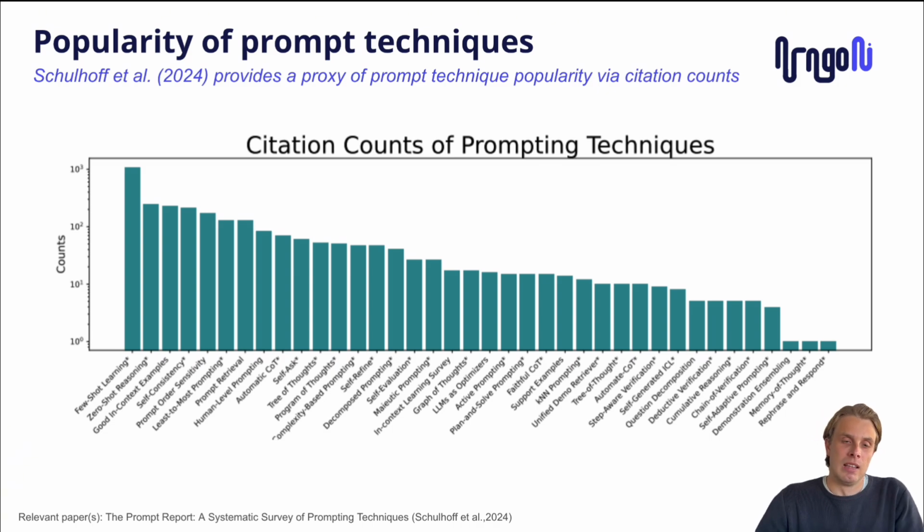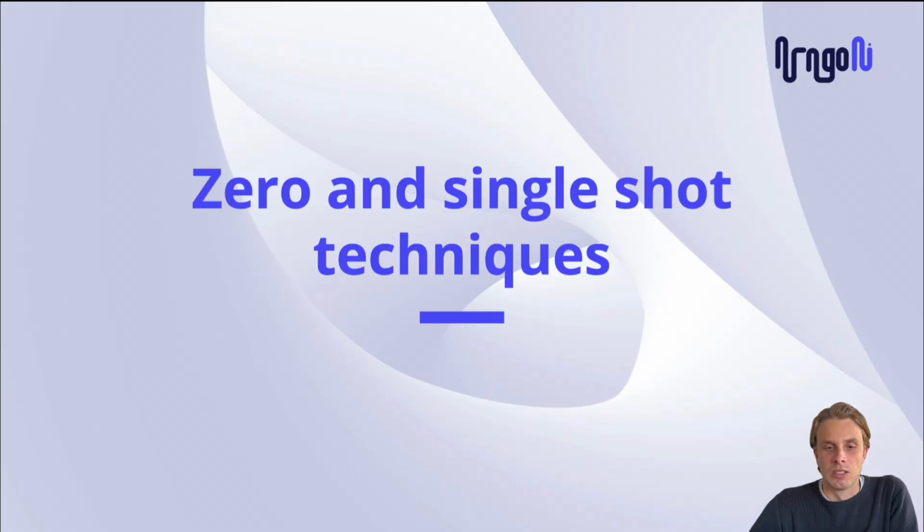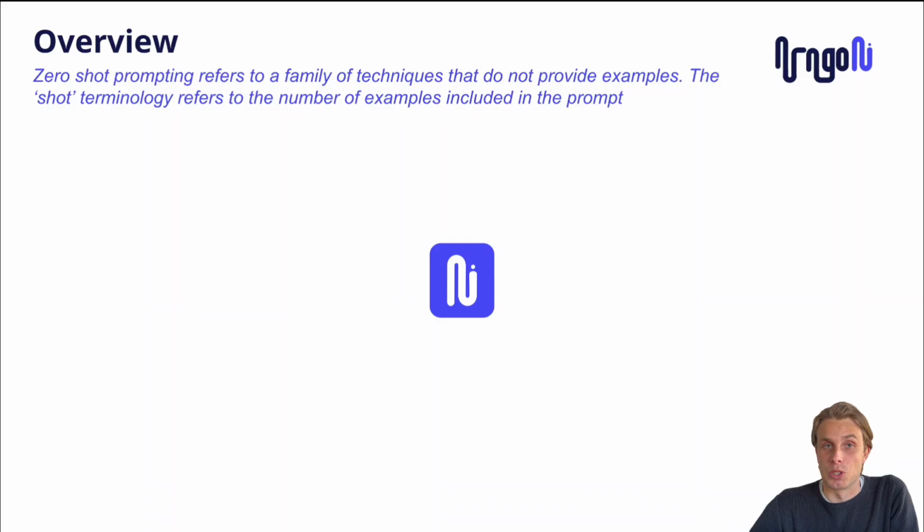Another caveat here as well is you'll see, for example, the most popular here is few shot learning. This is an umbrella term that encompasses a lot of other techniques. So take this chart with a grain of salt. But after this presentation, it's worth coming back to this and looking at the techniques and where they ranked in this popularity assessment. So let's start with looking at zero and single shot techniques.